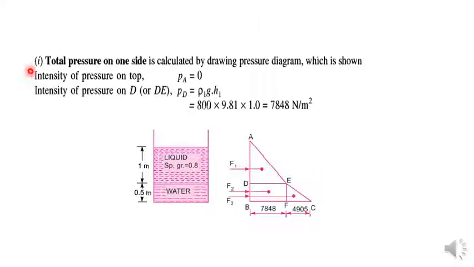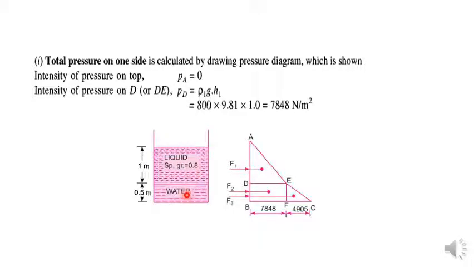Now, if we talk about the solution of the first part, then the total pressure on one side can be calculated by drawing the pressure diagram. It's very important because if only one liquid has been filled in a water tank or in any container, then the pressure diagram will be the linear one. The same relationship is going to be obtained.